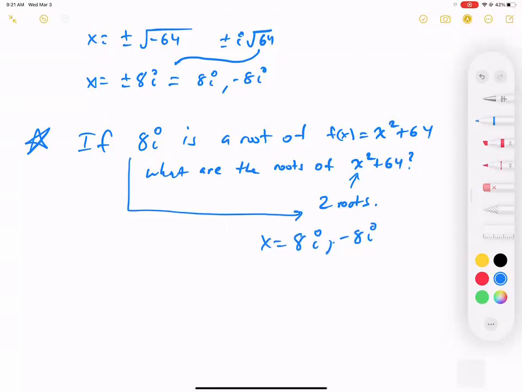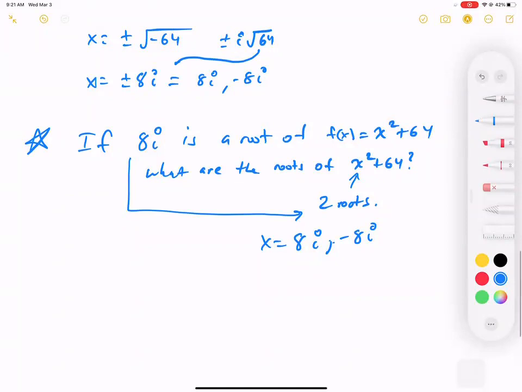And let me be specific. The negative doesn't go anywhere. It always goes next to the imaginary number. You have a plus version and a minus version. So without me doing any work, on IXL, they're going to give you one of the roots.